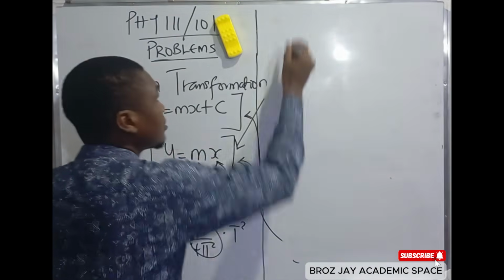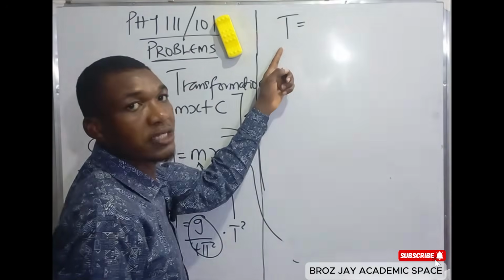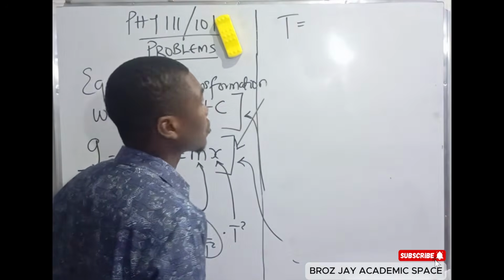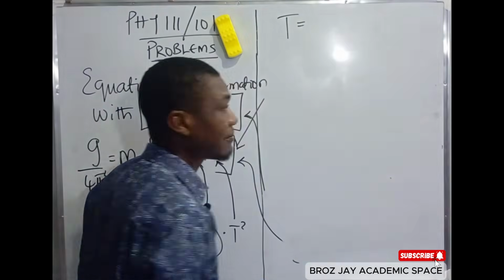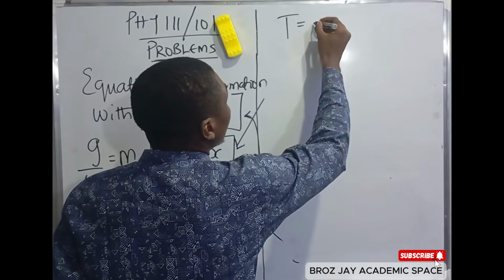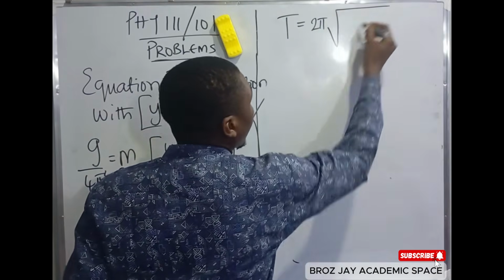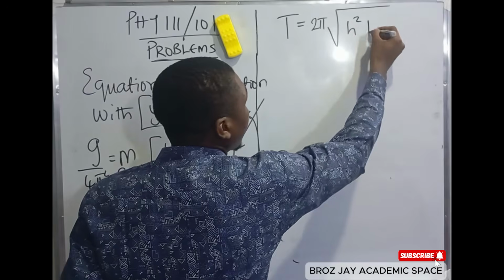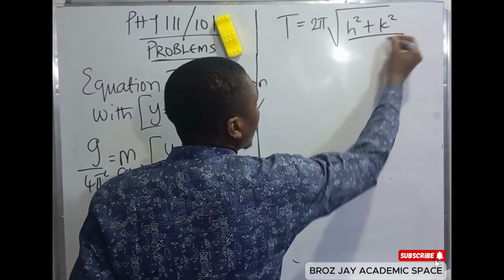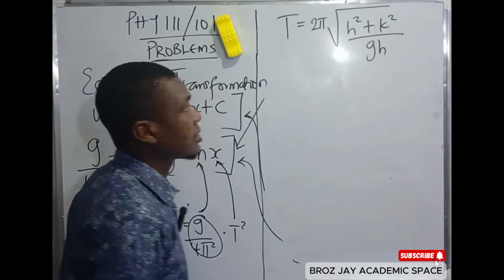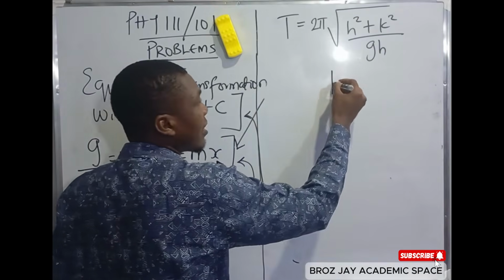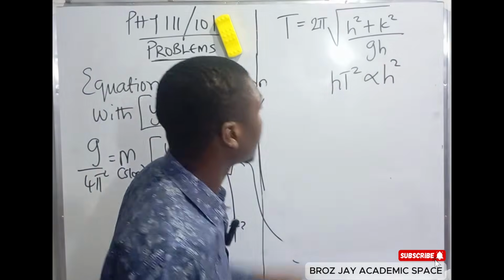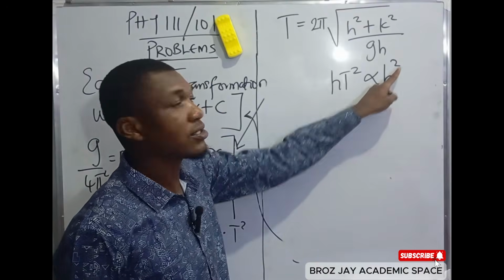Now let's look at this equation. I think this is your experiment 4. In some textbooks it is experiment M6, in some schools experiment 4. T is equal to 2 pi square root of h square plus k square all over gh. It was the graph of ht square against h square. Look up, take notes. It's a graph of ht square against h square.